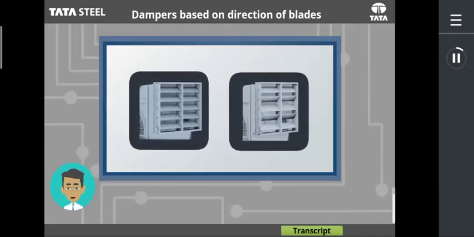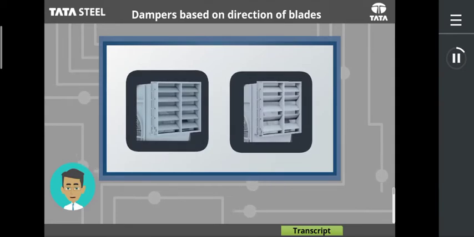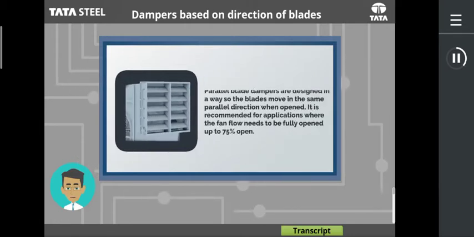Classification will be done depending on the direction of blades. So, the dampers can be classified as 1. Parallel blade outlet damper. 2. Opposed blade outlet damper. Parallel blade outlet damper. Parallel blade dampers are designed in a way so the blades move in the same parallel direction when opened. It is recommended for applications where the fan flow needs to be fully opened up to 75% open.